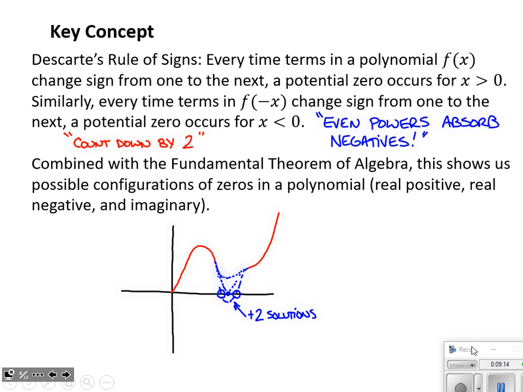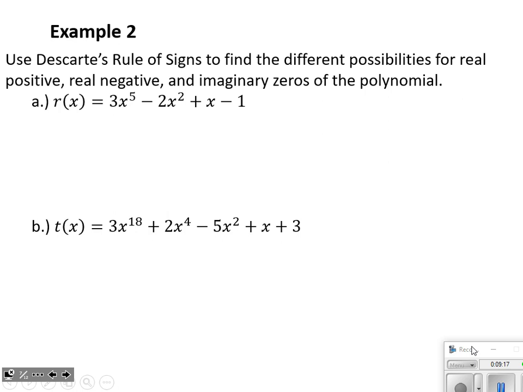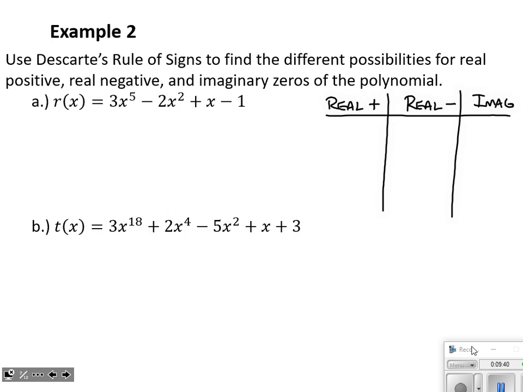All right, so we're going to use Descartes' rule of signs to find the different possibilities for real positive, real negative, and imaginary zeros of the polynomial. So off to the side, we're just going to make a little table here. And this is kind of cool. This is math that's pretty straightforward. We're not actually solving anything, but when we come out of it on the other side, we're going to have a much greater understanding on how this all ties together. And I think that's a big thing you want to take away.